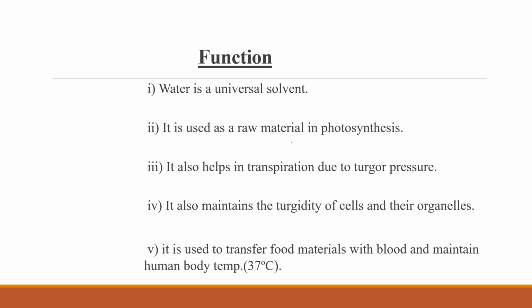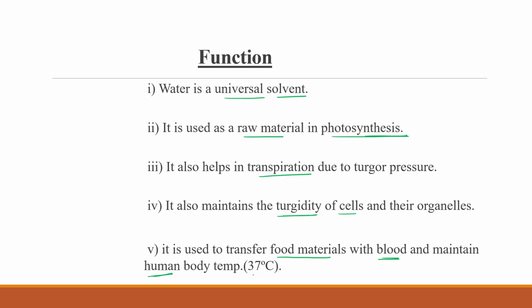Now let's discuss some functions performed by water. As you know, water is a universal solvent. It is used as a raw material in photosynthesis in plants, right? It also helps in transpiration due to turgor pressure. It also maintains turgidity of the cell and its organelles. It is used to transfer food material with blood and maintain our body temperature if human is there.